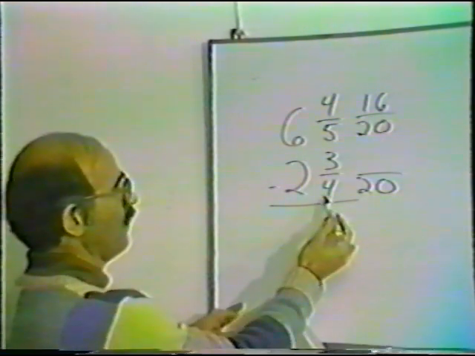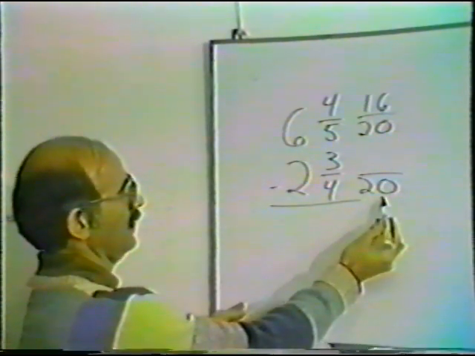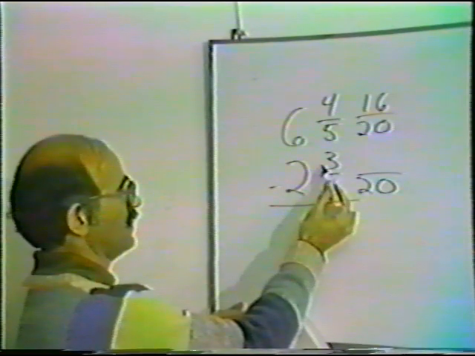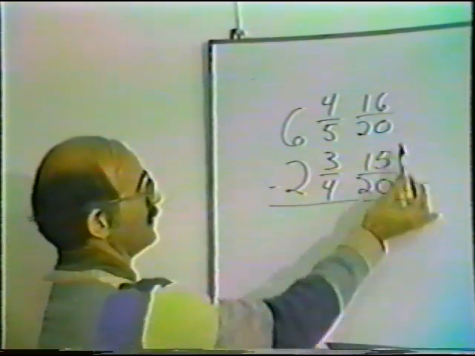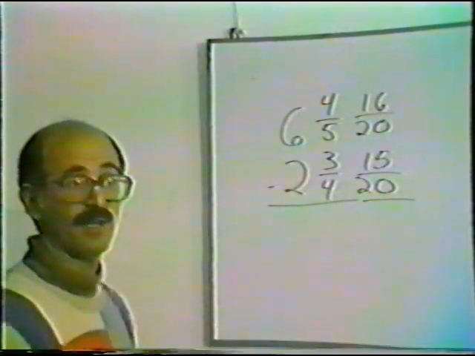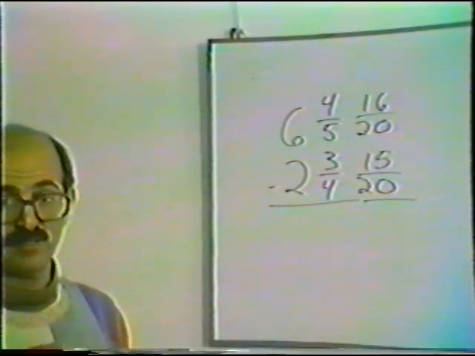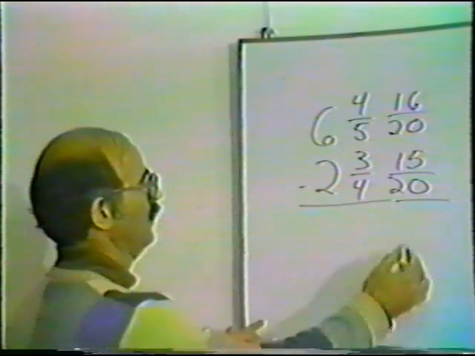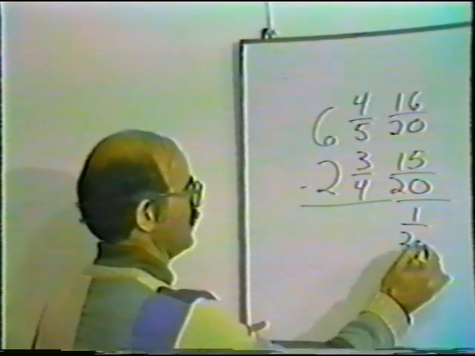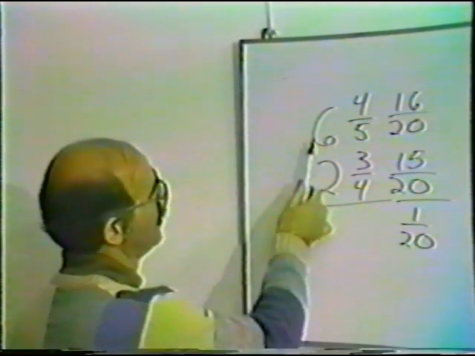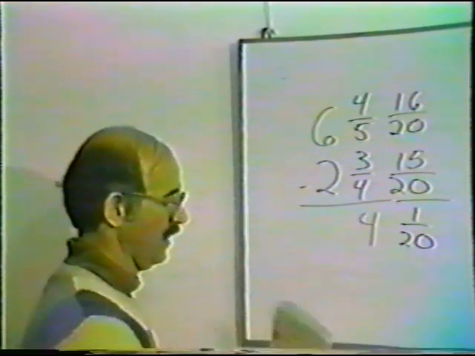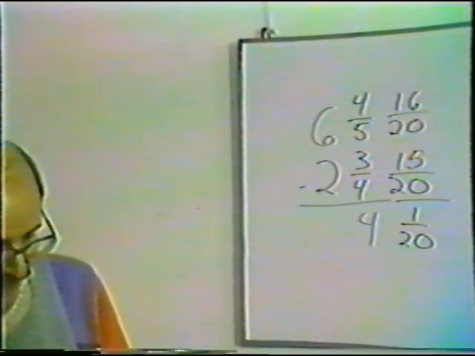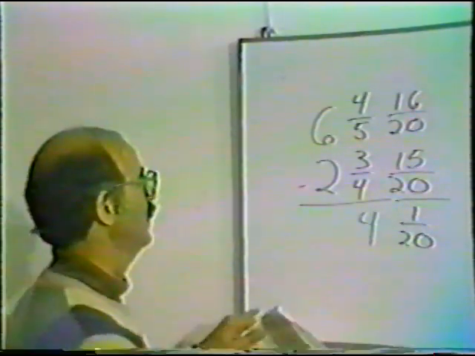16. 4 into 20 goes? 5. Times 3? 15. 16 take away 15 is 1/20. And don't forget, 6 take away 2 is 4. The answer is 4 1/20.